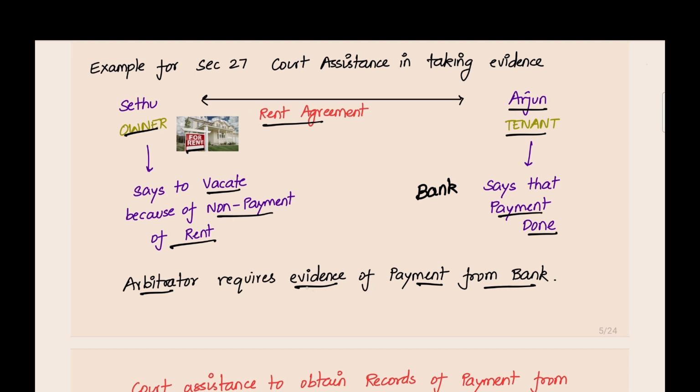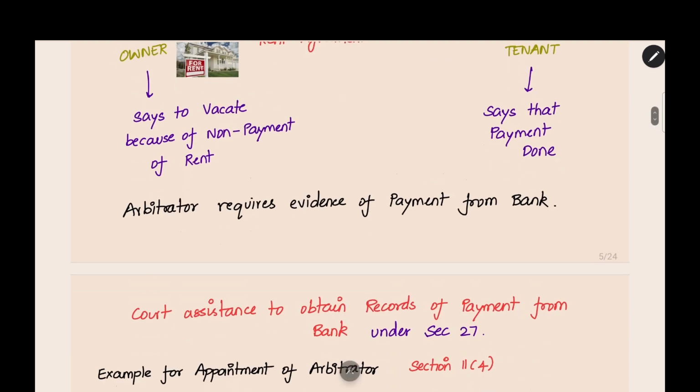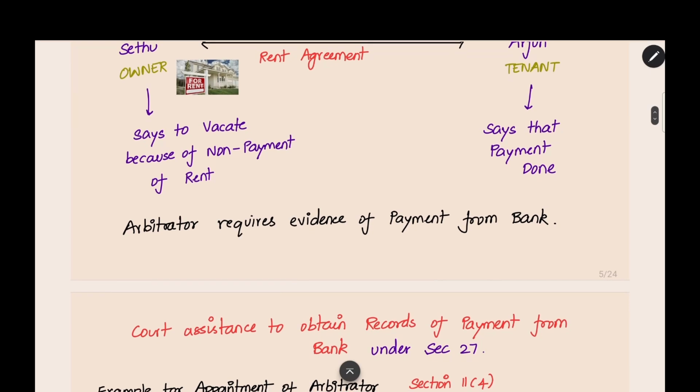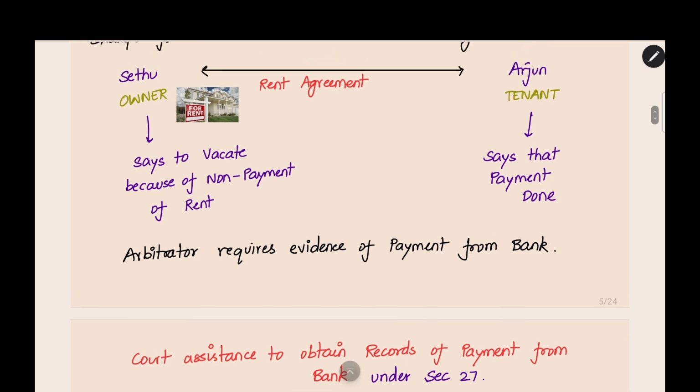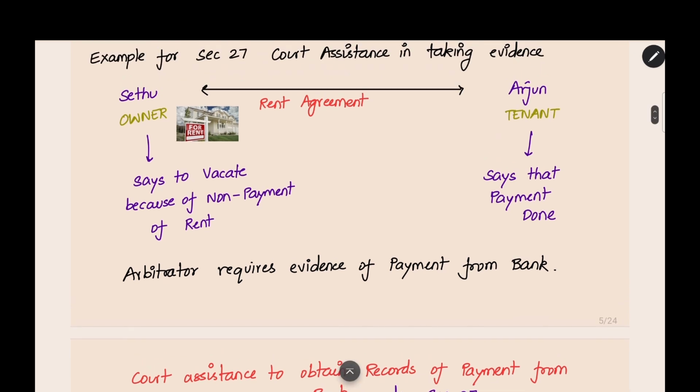So the arbitrator requires evidence of the owner's bank account details from the bank. The bank will not give the account details of the customers so easily. So we need a formal court order to obtain the evidence of bank payment from the bank. Now for this we can get court assistance to obtain the record of payment from the bank under section 27. We have to make an application under section 27 and we can get a court order for obtaining the evidence. This is the relevance of section 27 in a practical situation.